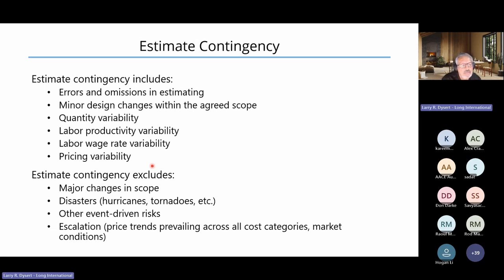But contingency specifically excludes changes in scope, any major disaster that might hit our project, and other significant event-driven risks, what we might often call very high impact, but very low probability. So it doesn't cover disasters, or typically some of these HILP, high impact, low probability events, as would COVID or a pandemic be. And it doesn't cover escalation. Escalation is a separate risk fund that should have its own evaluation methodologies.